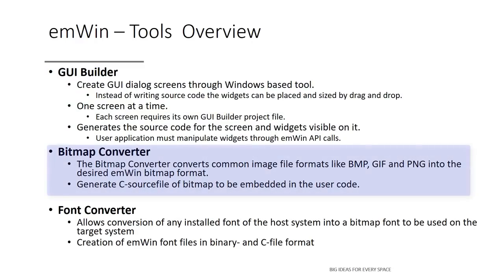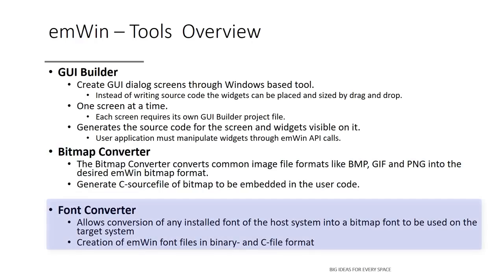The bitmap converter utility is used to convert common image file formats into the desired MWin bitmap format. It generates a C source file of the bitmap that will be embedded in the user's code. Font converter will convert any installed font on the host system into a bitmap font that's used on the target system. This will create MWin font files either in binary or a C file format.